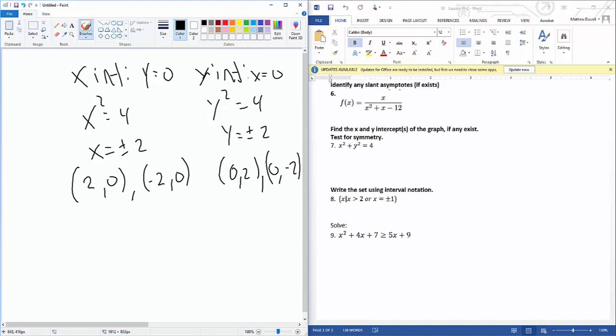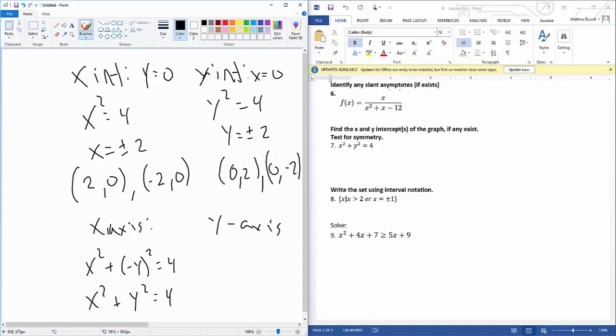Testing for symmetry, that's where you plug in the negative. If it's symmetric over the x-axis, you plug in a negative for the y, and I have to check, are they the same? The answer is yes. Now if you do the same thing over the y-axis, you replace the x, and it's going to be the same. And then you have the origin, where you do both, and if you do both, it's going to be yes. So it's yes, yes, yes.